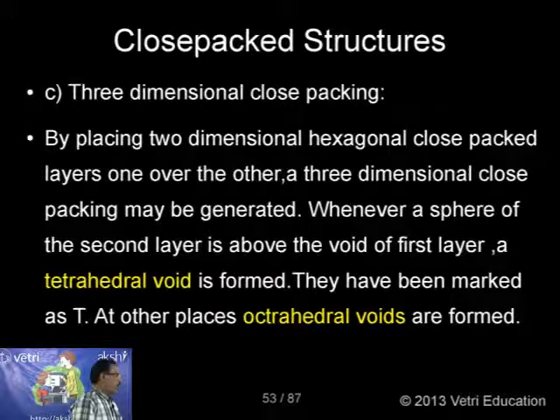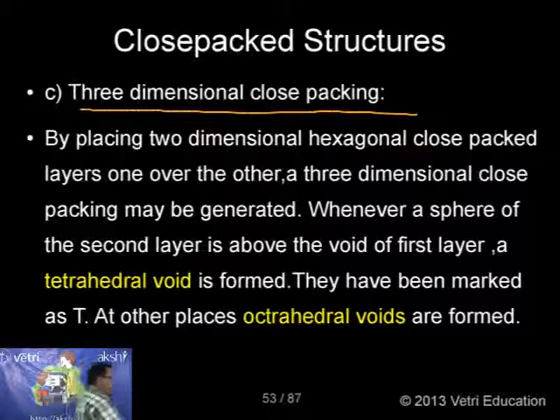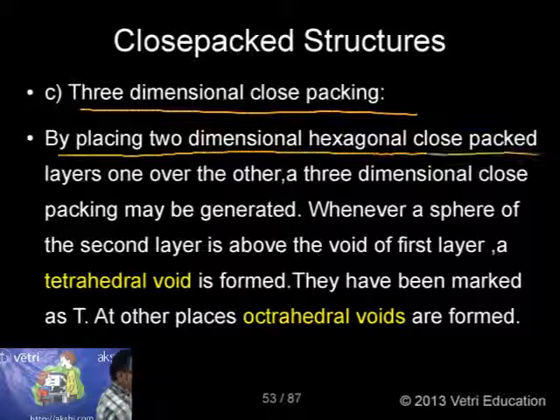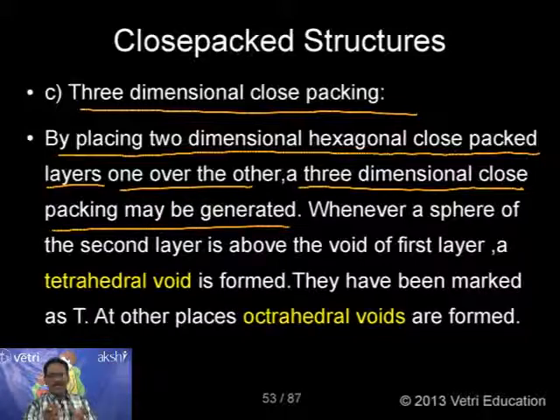Okay. I want to give one more piece of information. There is what is called three-dimensional close packing. First I explained one-dimensional, then two-dimensional: one with coordination number 4, another with coordination number 6. So three-dimensional close packing, in what way will it form? By placing two-dimensional hexagonal close-packed layers one over the other, a three-dimensional close packing may be generated. Kindly follow. How may a three-dimensional close packing be generated? Simply by placing two-dimensional hexagonal close-packed layers one over the other.